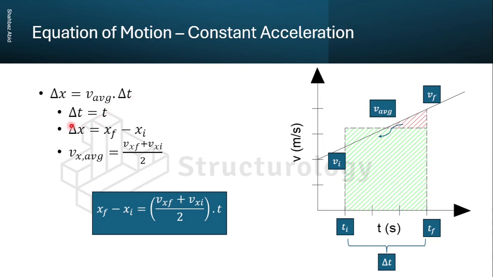If I consider the delta t to be equal to t, considering the initial time to be equal to 0, and we know that the delta x is equal to final position minus the initial position, and the average velocity means final velocity plus initial velocity divided by 2. If I substitute all of these in this equation, I'm going to get the fourth equation of motion, which is basically final position minus initial position is equal to average velocity times t.